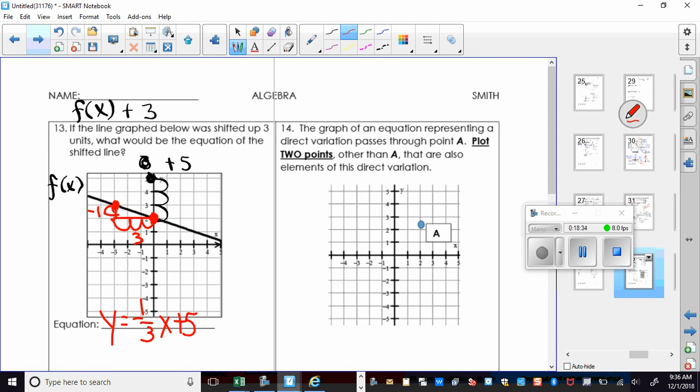14, we're talking about direct variation. Recall that I said all direct variations go through (0, 0). So it says the graph of an equation representing a direct variation passes through a point A. Plot 2 points other than A that are also elements of this direct variation. So once you have A and (0, 0), you can create the line. And then you can find the other points, right? So another good point on this line is right here. And I'm done.